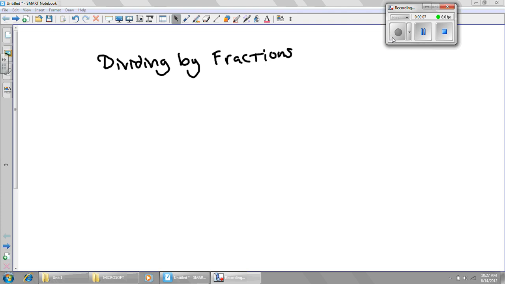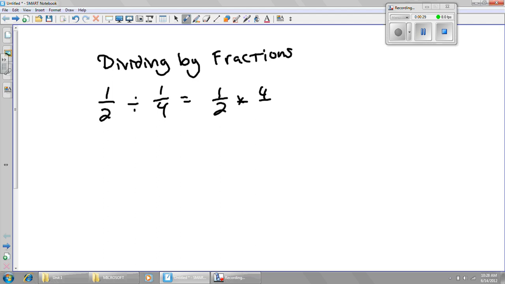This isn't a full-blown lesson, but remember in the last video I mentioned that when you're dividing by a fraction, you had to multiply by the reciprocal, right? Like if I had 1/2 divided by, say, 1/4, that's the same problem as 1/2 times 4/1.